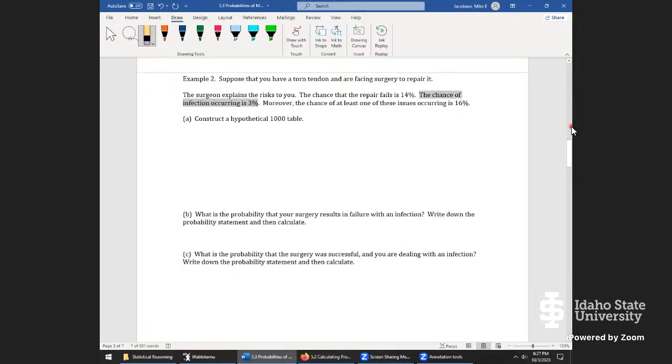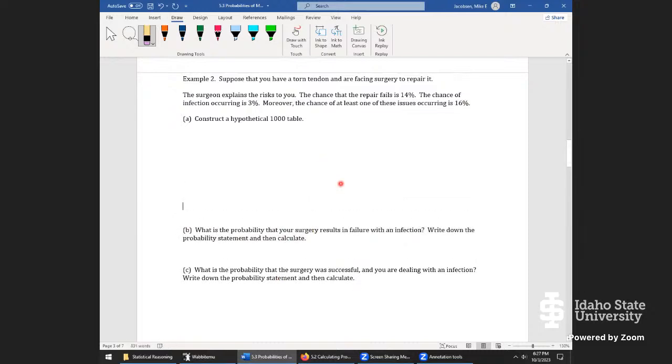So 14% chance that they can't repair your tendon, maybe it's too damaged. 3% chance you get staph infection or something terrible from the hospital. And they tell us, moreover, the chance that at least one of these issues occurs is 16%. Now imagine a surgeon telling you that: 14% chance that the surgery fails, 3% chance of infection, but a 16% chance of no repair to your torn tendon and you leave the hospital with a bad infection. So those are the risks. And think of parts B and C as follow-up questions you might want to know about before you actually go into surgery. So that's the setup.